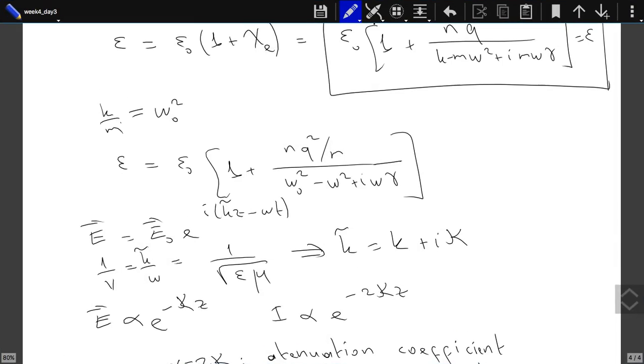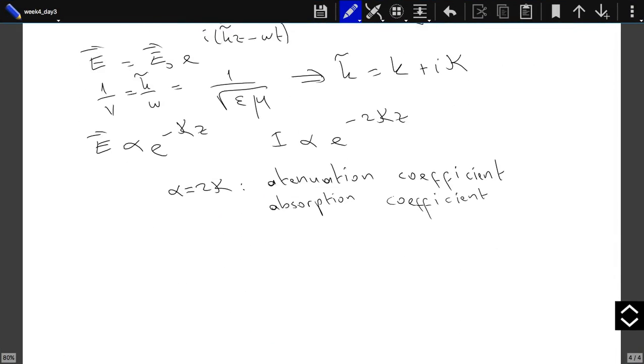Now, what about the velocities? What is the phase velocity? What is the group velocity of this medium?